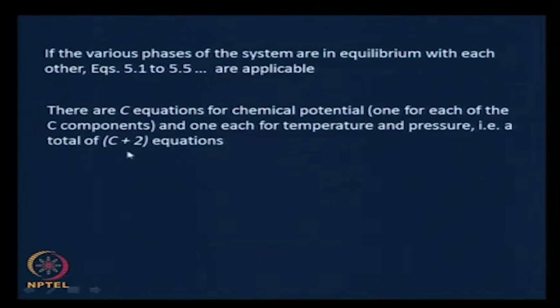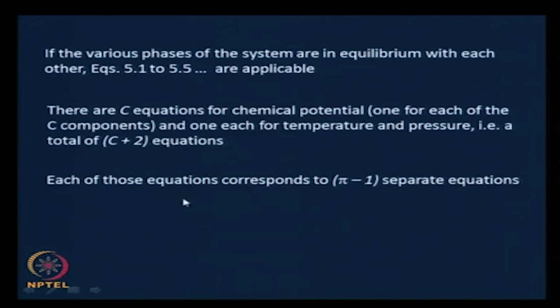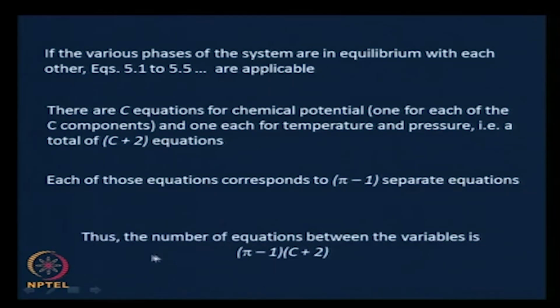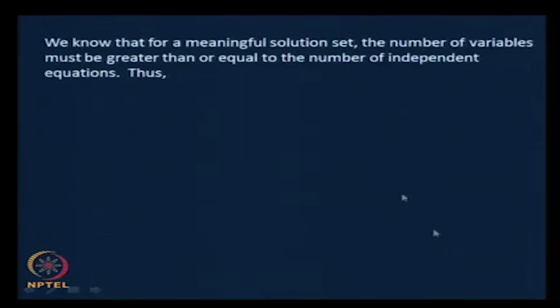we have a total of C plus 2 equations, and each of those equations corresponds to pi minus 1 separate equations, because T alpha equals T beta is one equation, T alpha equals T gamma is another equation, and so on and so forth. Therefore, each of those equations corresponds to pi minus 1 separate equations, and the number of equations between the variables is pi minus 1 separate equations into C plus 2 equations. Why did we do all this? It is because of this.